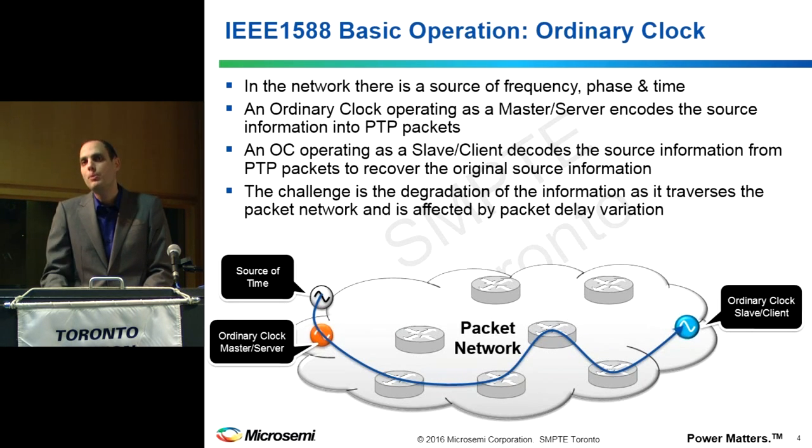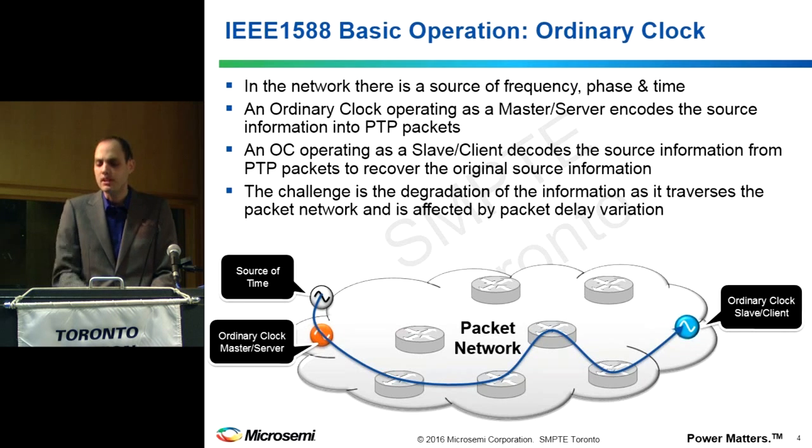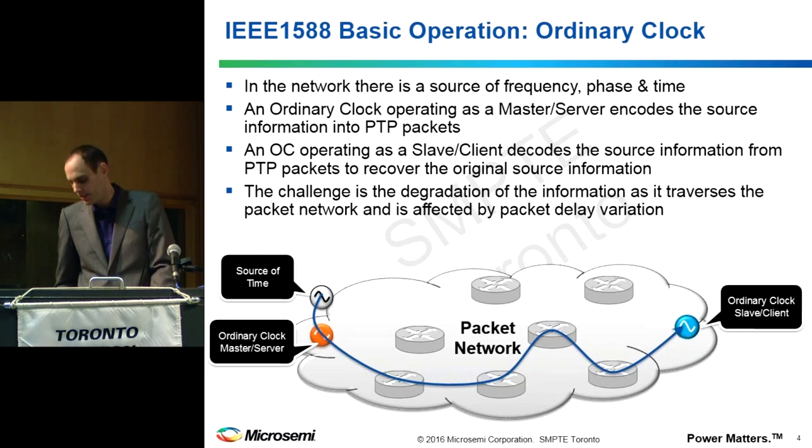We take that source of time, we encode it inside specialized packets, called PTP packets, and we distribute that across our network, either in a multicast environment or in a unicast environment, where it reaches the end application that needs this synchronization. There you'll find an ordinary clock that's configured as a slave or configured as a client. That receives that packet information, decodes it, and using synchronization algorithms recovers the original source of time to align itself to the master. So terms here that we've introduced: ordinary clock operating as a master and a server, and on the right-hand side, an ordinary clock operating as a slave or a client.